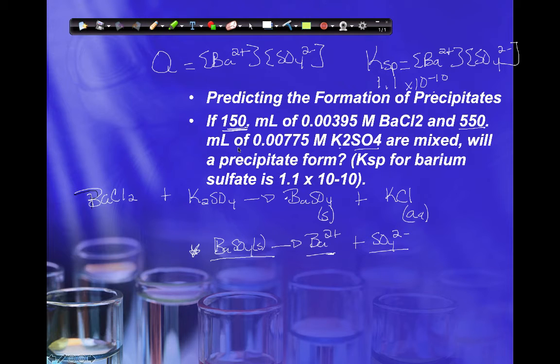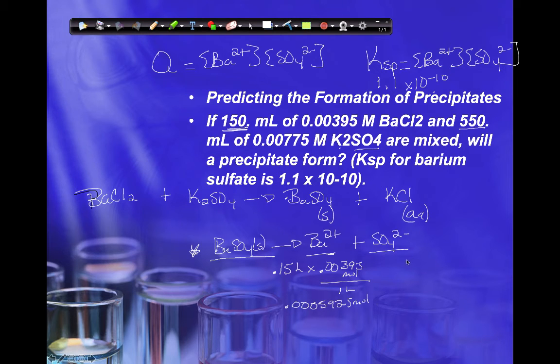of 700. So I know that I have 0.15 liters of this barium solution, and if you look at barium chloride, it's a 1-to-1 ratio. There's 1 barium chloride for every 1 barium. If there were 2 or more, I'd have to worry about that. All right, and that's going to be moles per liter. So that is going to give me 0.0005925.